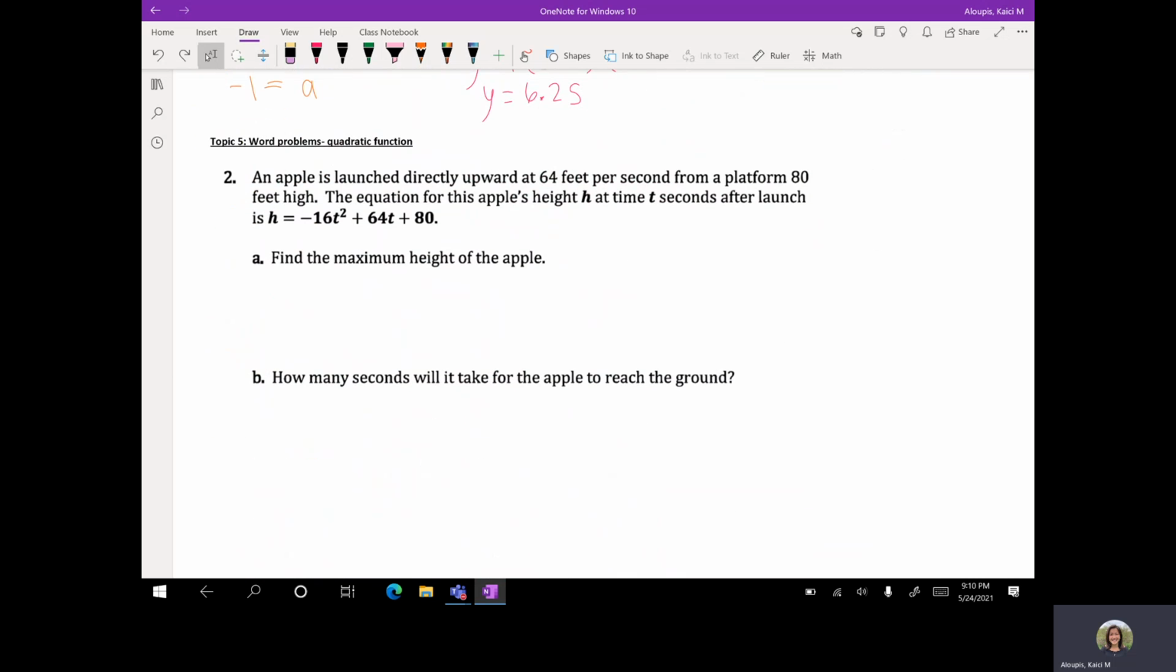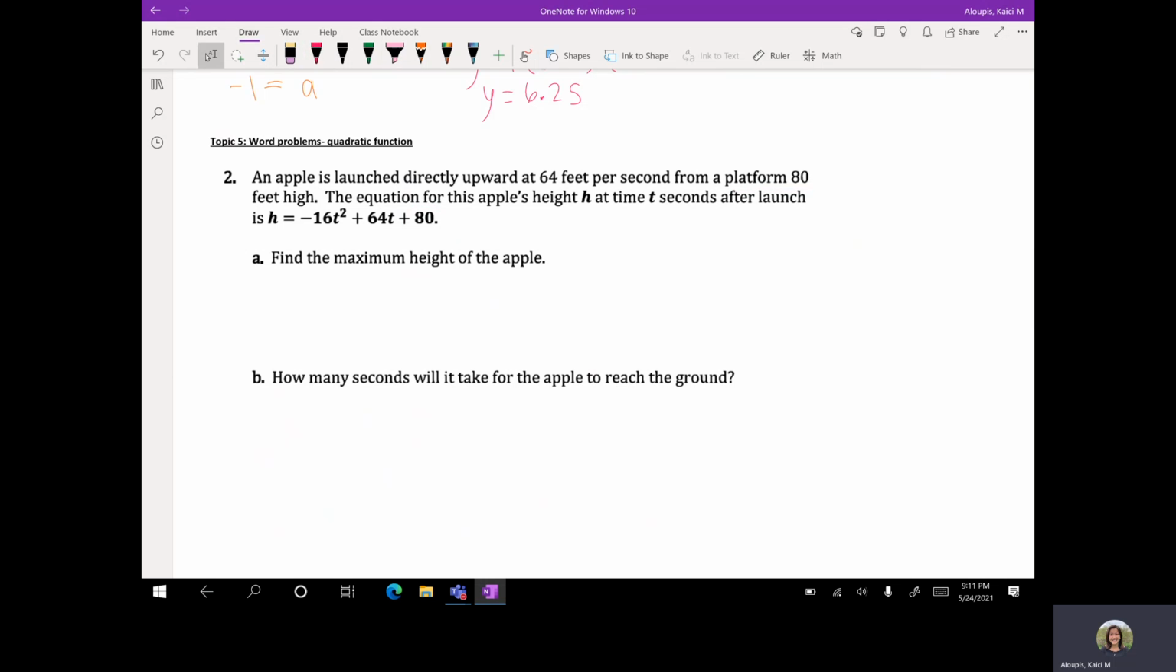A word problem. Sometimes word problems are tricky because you have to draw it yourself and infer all of this information. Let's just break it down. An apple is launched directly upward at 64 feet per second from a platform 80 feet high. The equation for this apple's height, h, at time t seconds after launch is h equals negative 16t squared plus 64t plus 80. Now remember, this is standard form, and the c term, the last term with no variable multiplied to it, is the y-intercept. They told us this is where it's being launched from, a platform at the height of 80 feet.